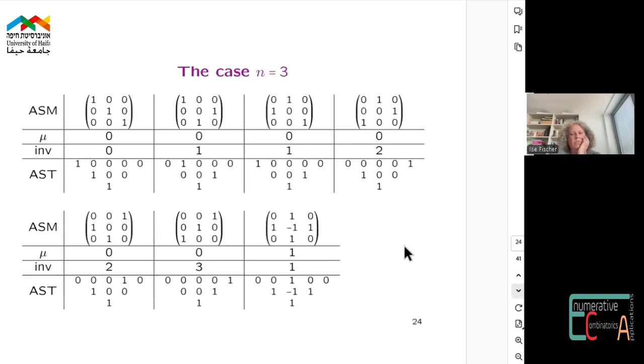So here I've shown you the case n is equal to 3. In this case, there is not a unique bijection that preserves the statistics. For this pair, you could either map this alternating sign matrix to this alternating sign triangle or to this, and there's another pair of this type. But it already gives you some information.